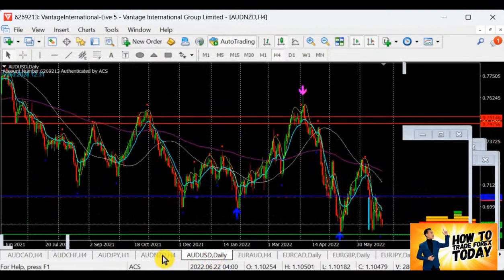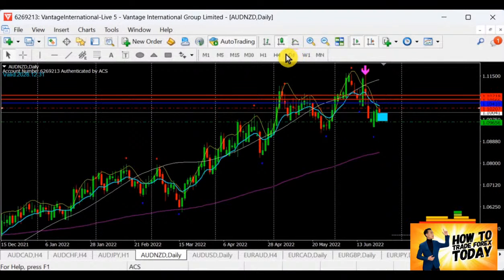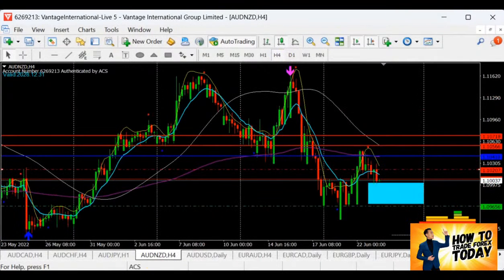So Aussie Kiwi, we can pay attention. I see that there's still a good chance for selling for Aussie Kiwi. So take note of this Aussie Kiwi first. Also take note of this Aussie Kiwi. Let me put this Aussie Kiwi into my list.